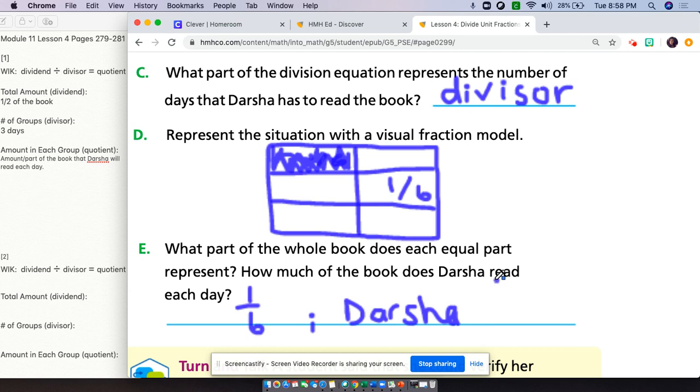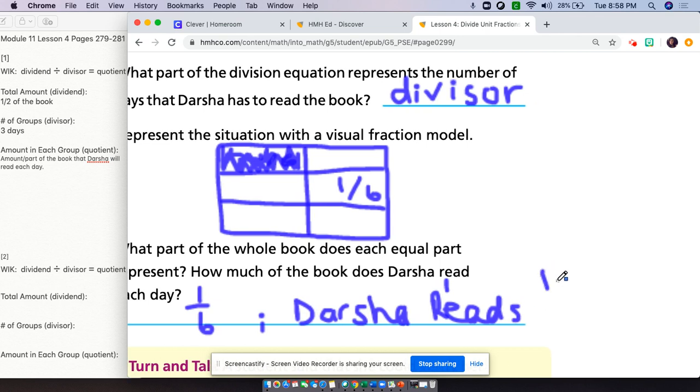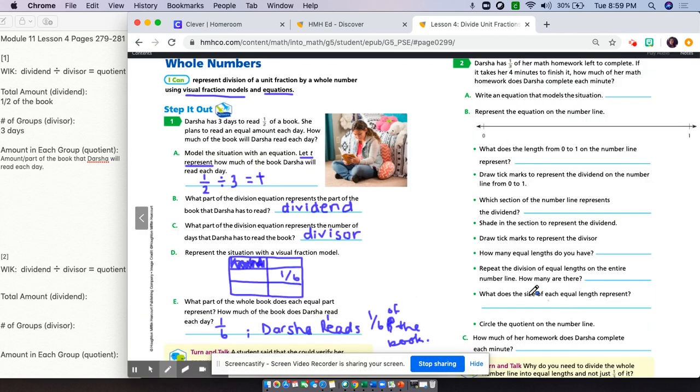Okay, it's very important that you label. I could say, I guess, of the book, or part of the book. Make sure you are labeling.